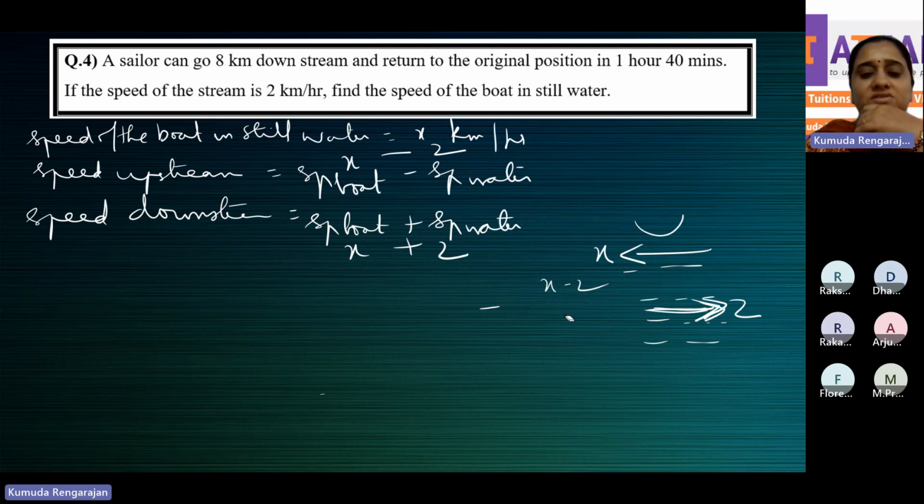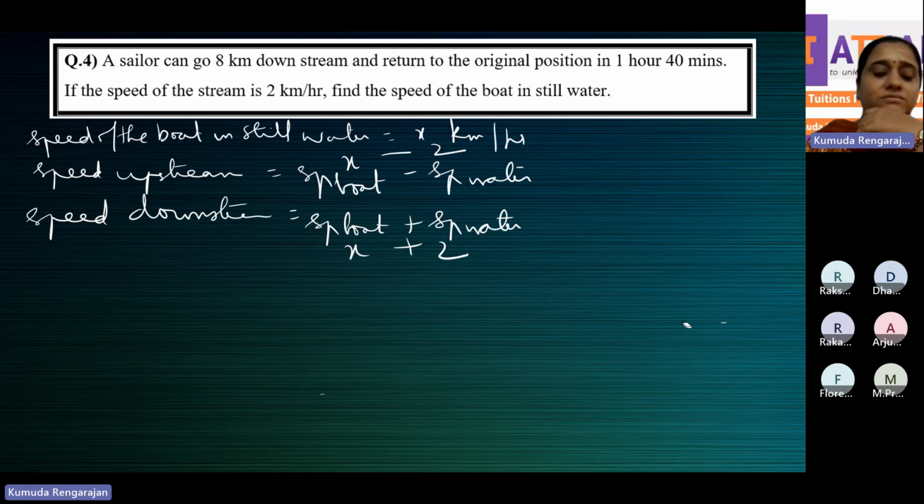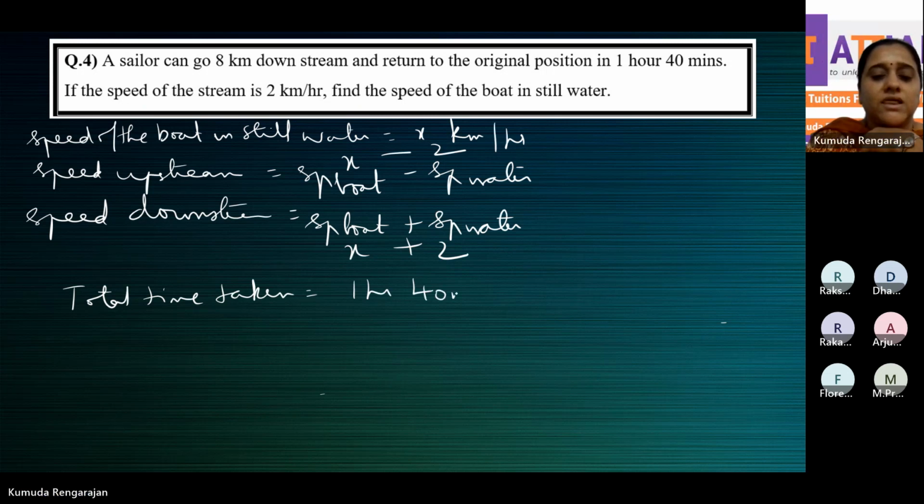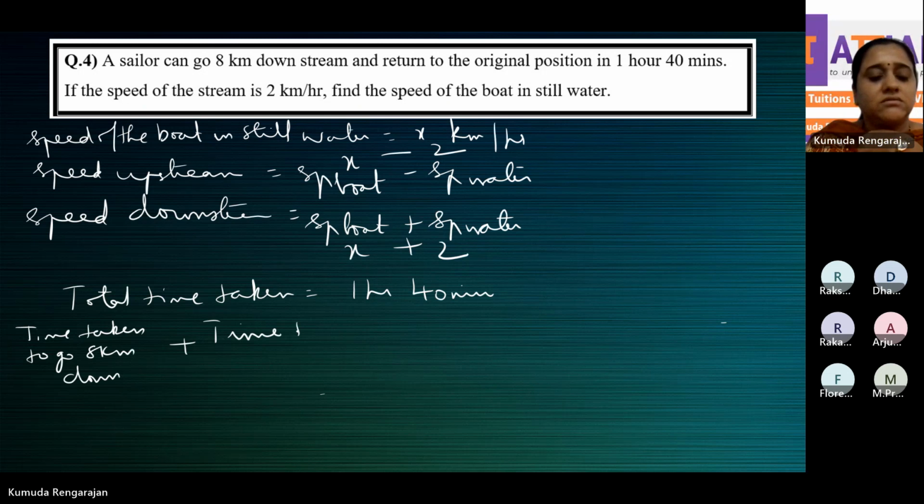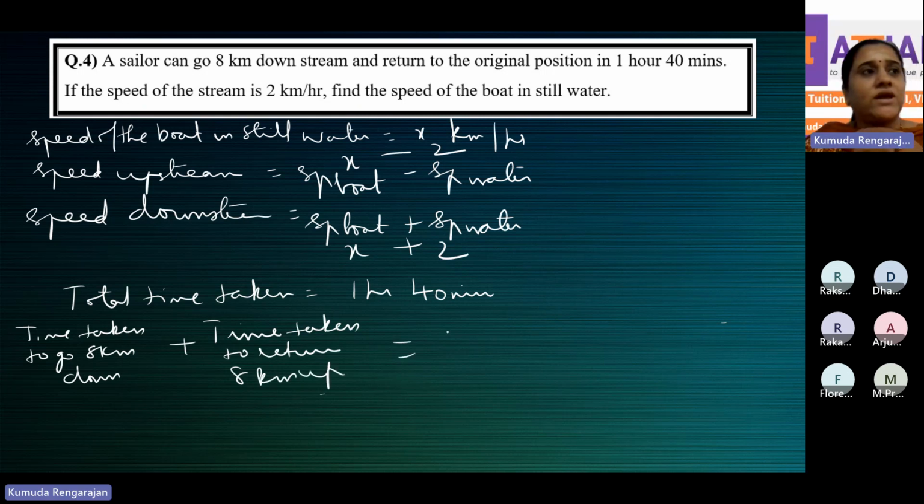He goes 8 kilometers downstream and returns in 1 hour 40 minutes. That means the total time taken is equal to 1 hour 40 minutes. That means the time taken to go 8 kilometers downstream plus the time taken to return 8 kilometers upstream is equal to 1 hour 40 minutes.